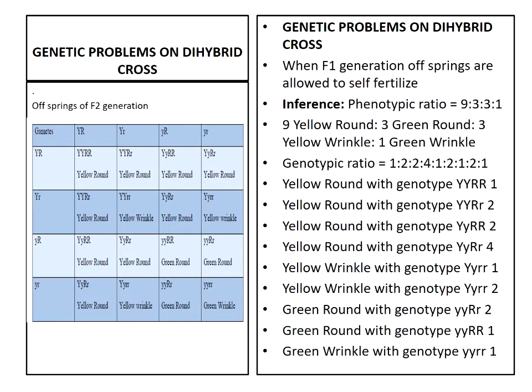By this we came to know about both the phenotypic and the genotypic ratio of the dihybrid cross. The phenotypic ratio is 9:3:3:1 and the genotypic ratio is 1:2:2:4:1:2:1:2:1.